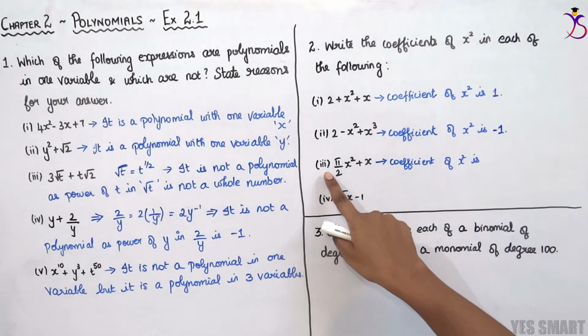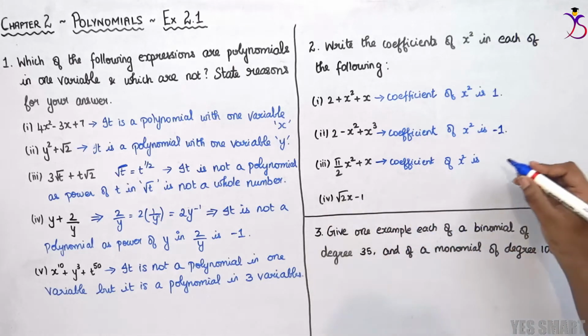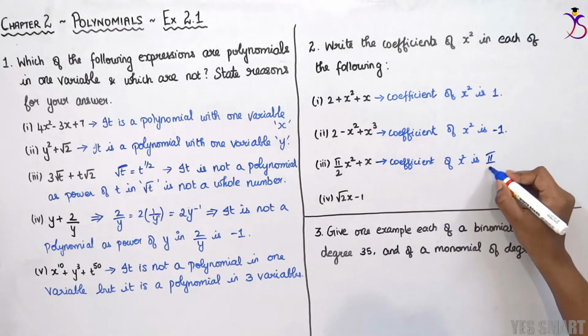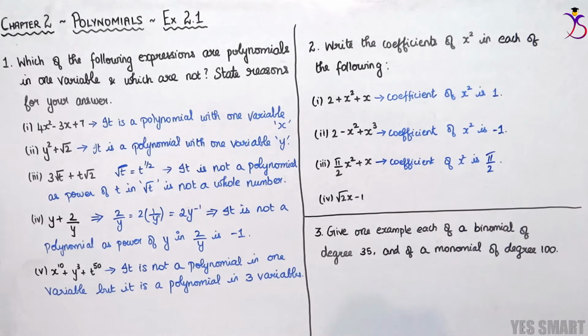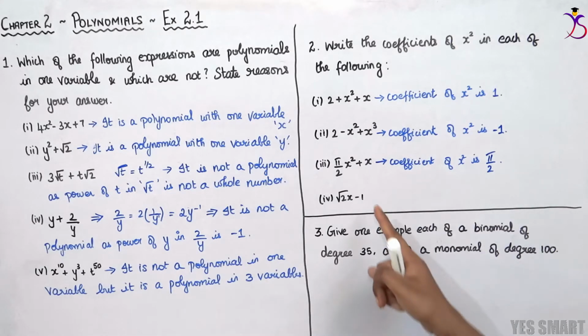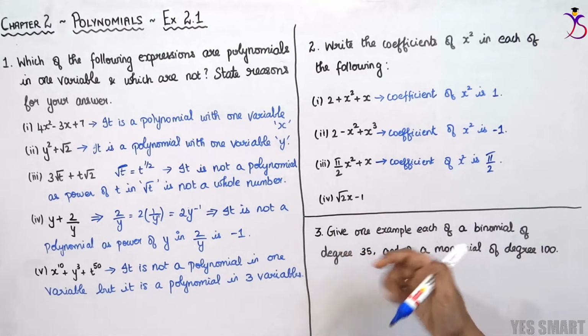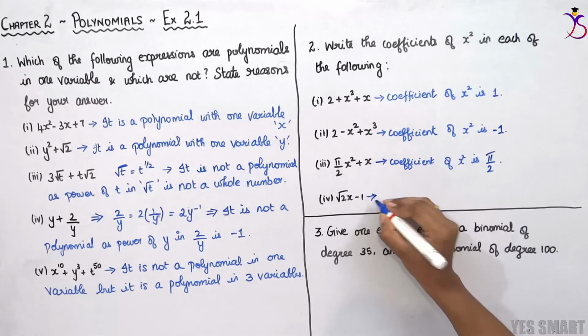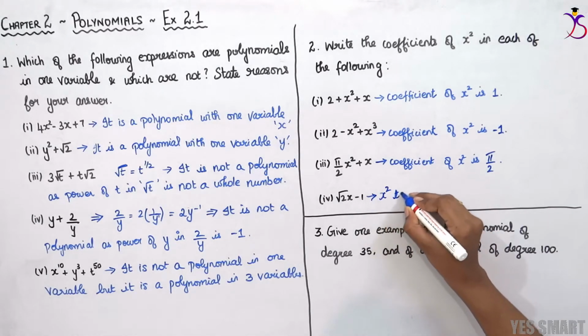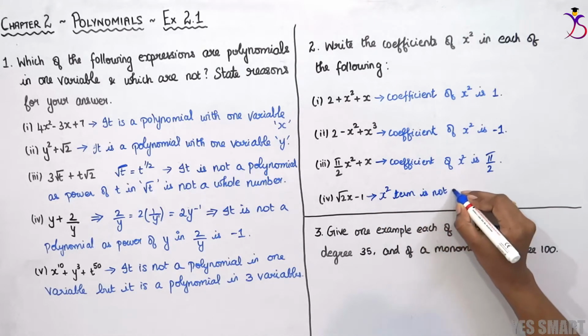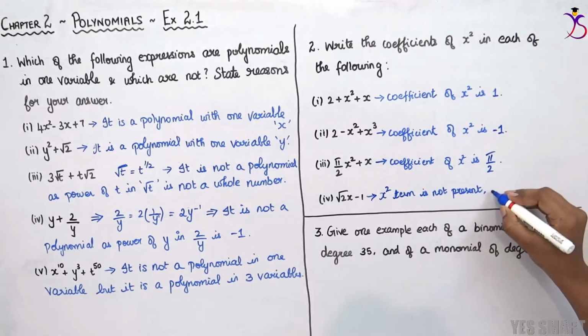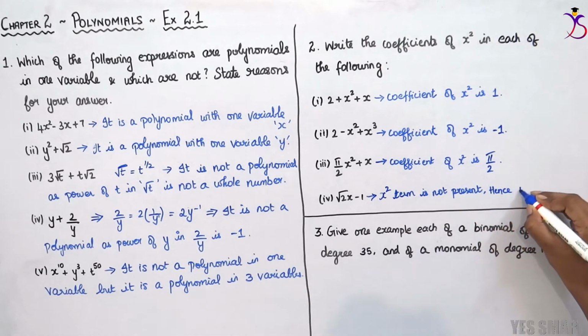Third subdivision, the coefficient of x square is pi by 2 because pi by 2 comes along with the variable x square. Fourth subdivision, there is no x square term at all. Therefore, x square term is not present. Hence, no coefficient.